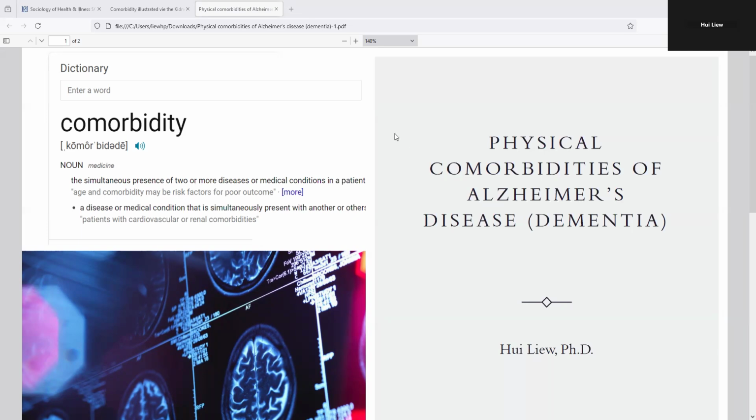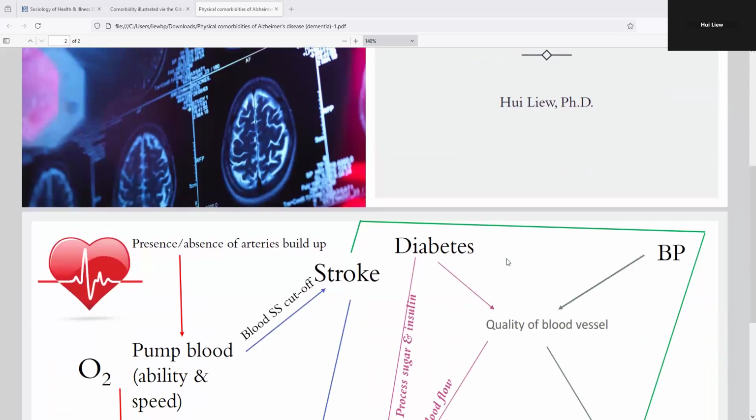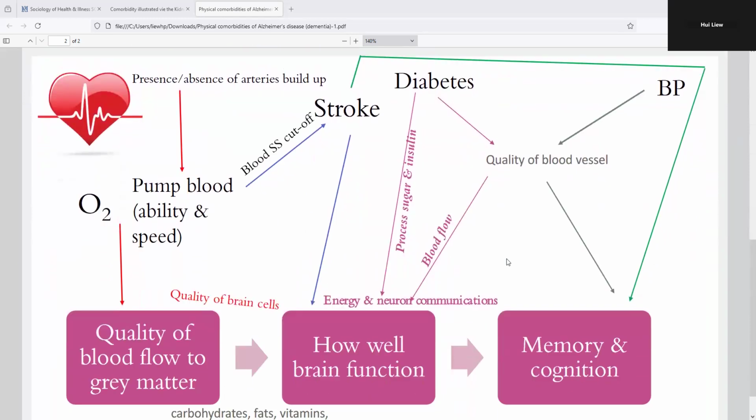So, okay, if we Google the definition of comorbidity, this is what Google is going to give us. It is the simultaneous presence of two or more diseases or medical conditions in a patient, and is also a disease or medical condition that is simultaneously present within another or others. We briefly talked about this on Tuesday.